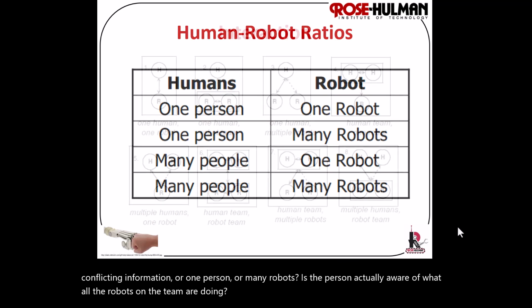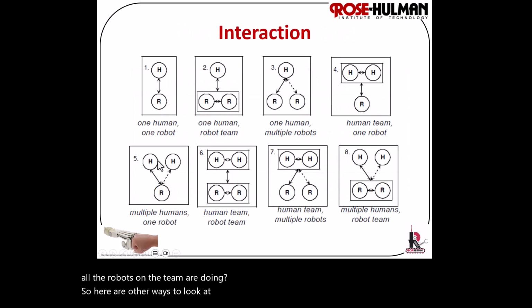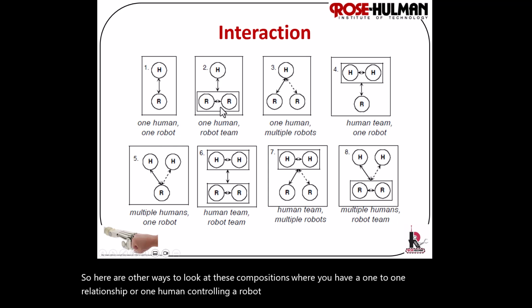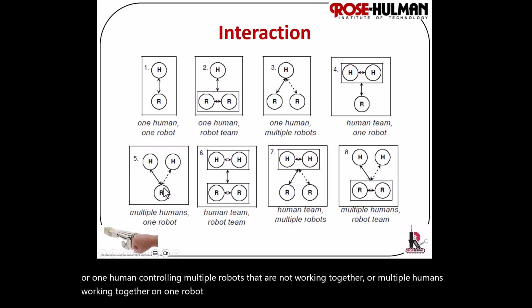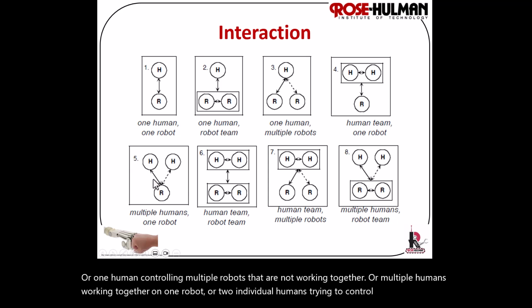So here are other ways to look at these compositions where you have a one-to-one relationship, or one human controlling a robot team where the robots are working together, or one human controlling multiple robots that are not working together, or multiple humans working together on one robot, or two individual humans trying to control the same robot, and so on.